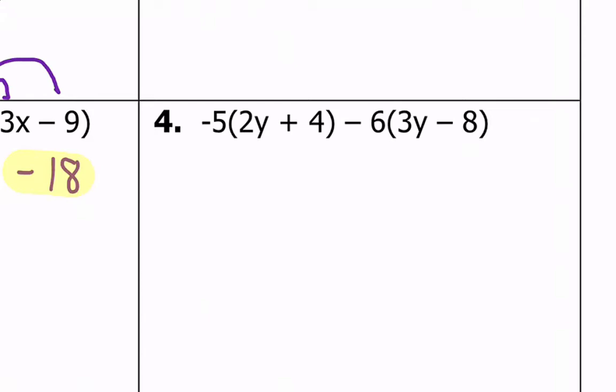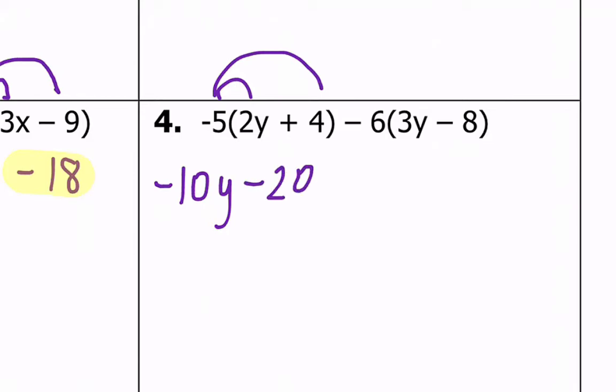So first, let's take that negative 5 and multiply it by 2y. Negative 5 times 2 is a negative 10, and we can't forget about that y. So negative 5 times 2y is negative 10y. Now I'm going to take this negative 5 and multiply it by a positive 4. Negative 5 times 4 is a negative 20. So I'm going to write minus 20. All right, so we're done with that first set.